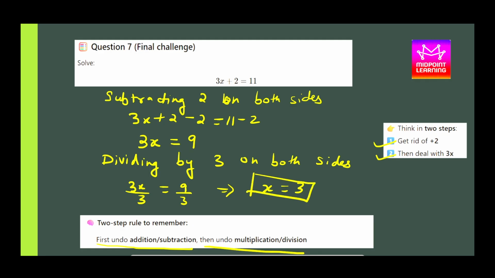So we have solved this question. What we did: wherever there is addition or subtraction in the equation, and the variables are also having multiplication or division, how do we handle it? First we undo the addition and subtraction, then we undo the multiplication and division, right? So we subtracted 2 on both sides, and then we divided by 3 on both sides to get the value of x.